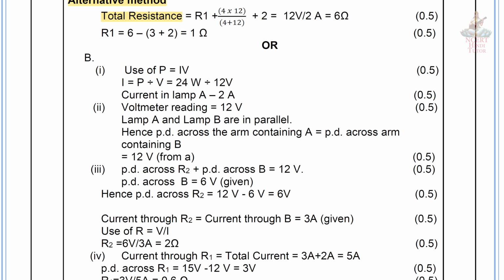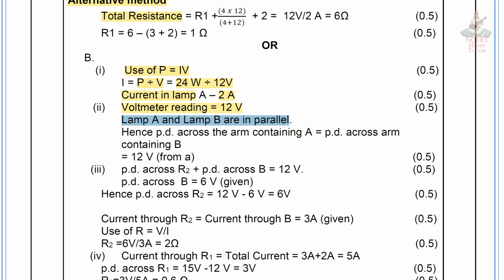Answer. First, use of P is equal to IV, where I is current and V is voltage. So I is equal to P divided by V. We get 24 watt divided by 12 volt. So current in lamp A is equal to 2 ampere. Second, voltmeter reading is 12 volt.